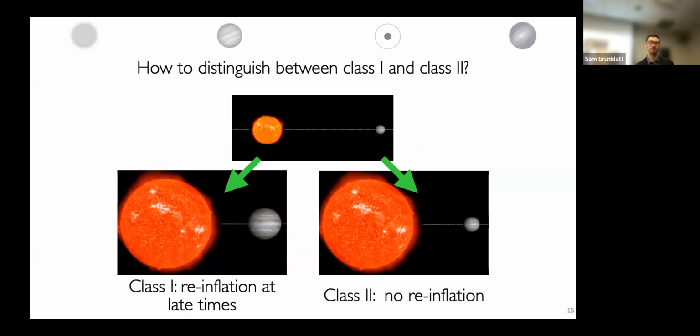And so if you want to distinguish between these 2 classes, basically what you can do is look for systems that have evolved from sort of main sequence to post main sequence systems. Because if class 1 inflation mechanisms are correct, then basically planets can re-inflate at late times, whereas if these class 2 mechanisms are correct, then you don't see any re-inflation, basically.